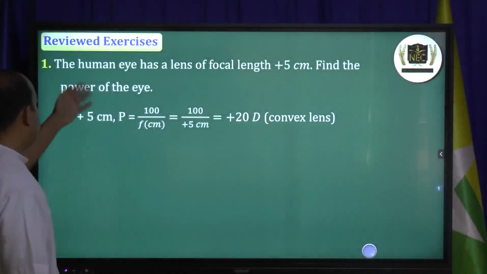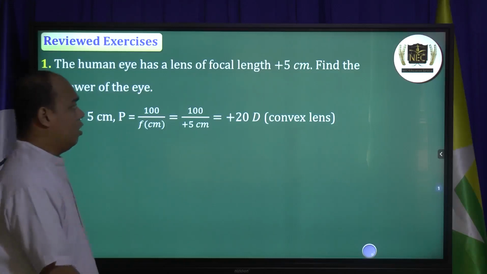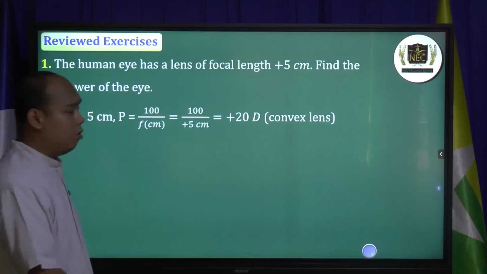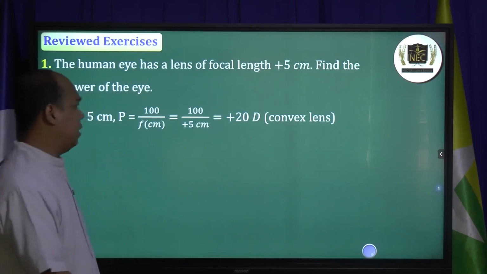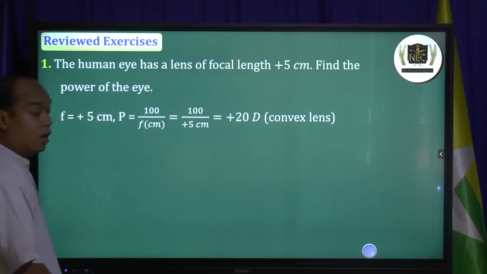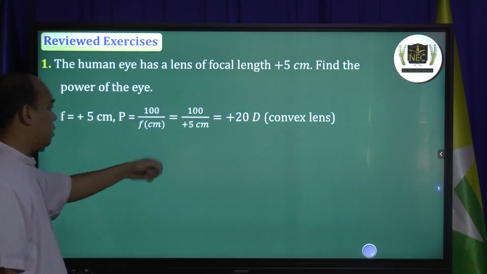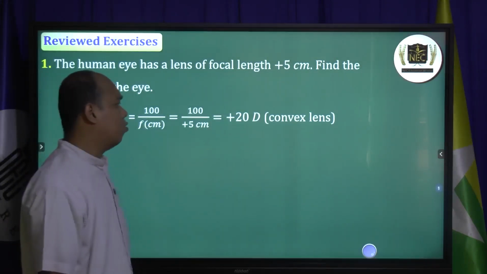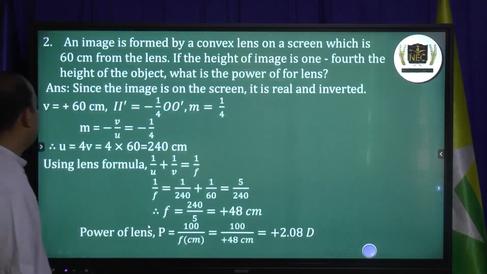Okay, the human eye has a lens of power plus 5 centimeters. Look at the lens of 20 diopter, plus 30.